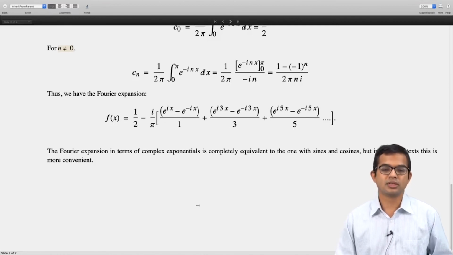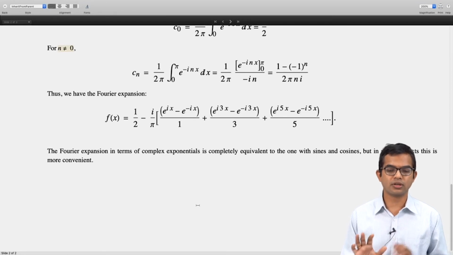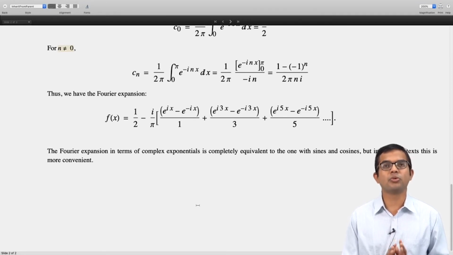So that's all for this lecture. We'll come back to the exponential formulation for other kinds of problems later on, but this lecture is just to point out that there is an alternate, completely equivalent formulation for Fourier series. Thank you.